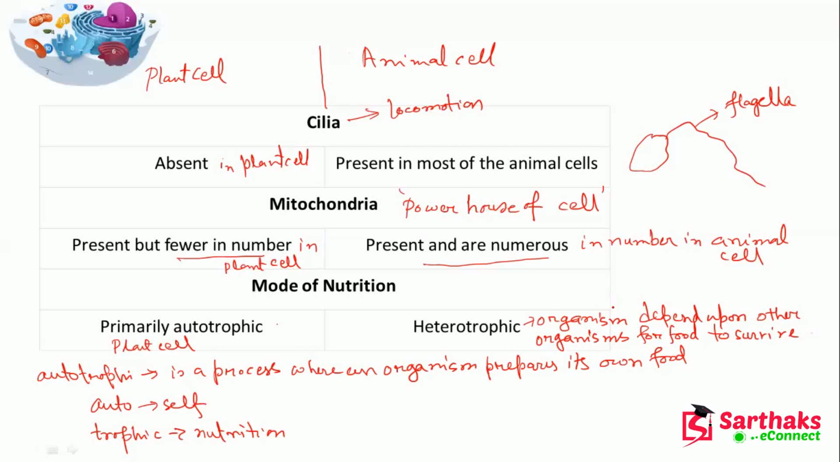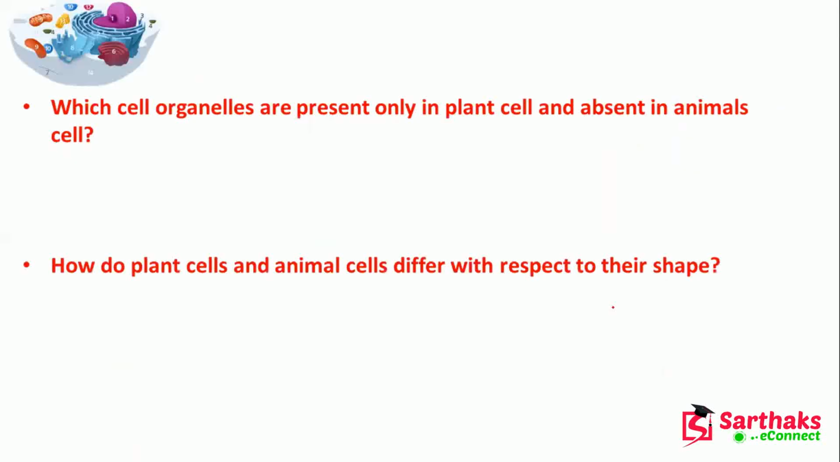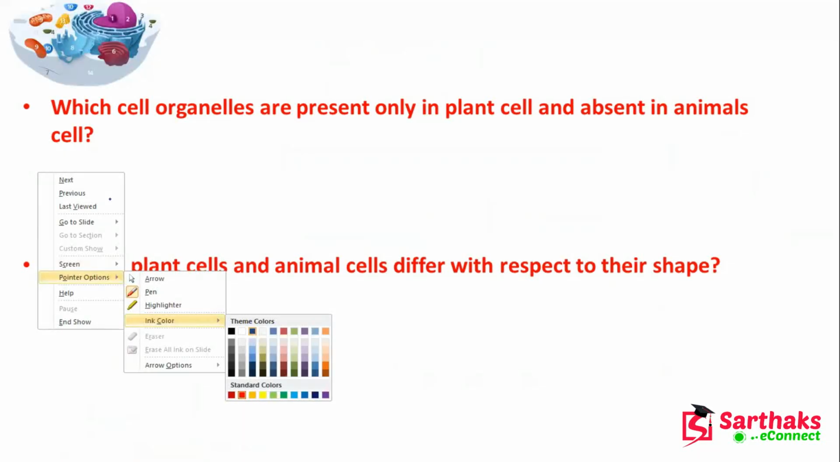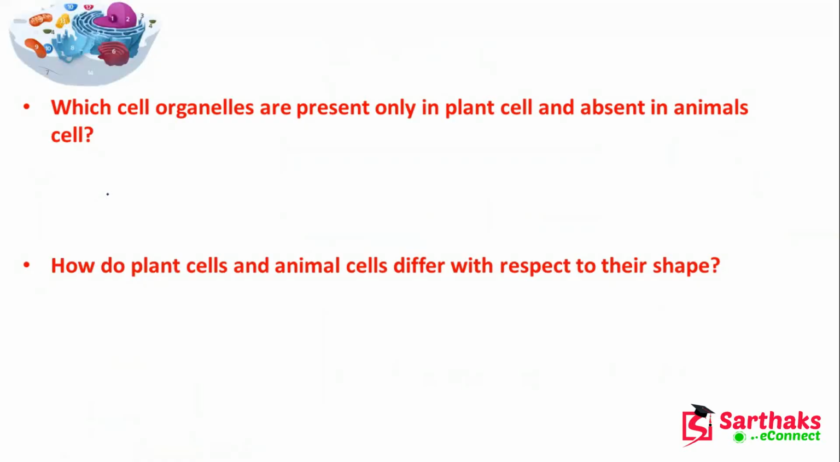Okay. So that means now we are able to answer the difference between plant cell and animal cell. Now for the answers, just a minute, let me take a different ink color. Which cell organelles are present only in plant cell and absent in animal cell? So here we can write the answer: cell wall and plastids.